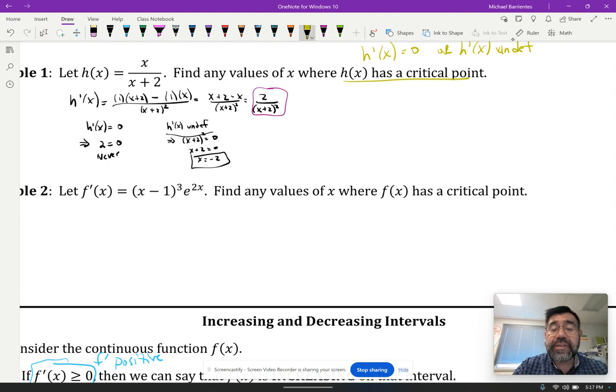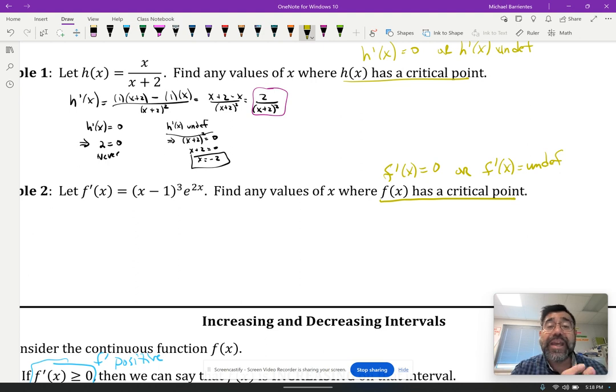So I usually tell students, pay close attention to what they are asking for. They're asking for when f of x has a critical point. So I want to know when f prime of x is equal to 0 or where f prime of x is undefined. By definition of a critical point, that's what I need to do.